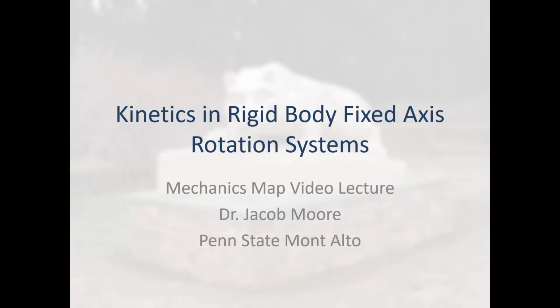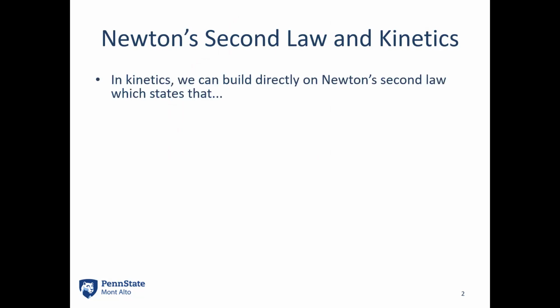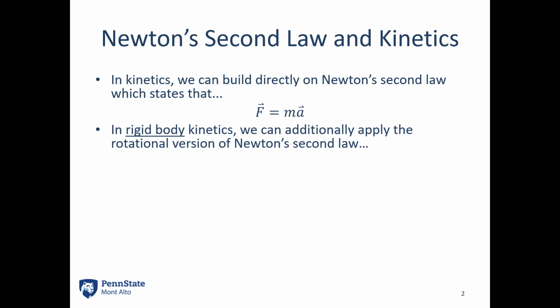Hello, for today's video lecture we're going to be talking about kinetics in rigid body fixed axis rotation systems. For this we are still using Newton's second law and kinetics, and so we build directly on Newton's second law, which states that force is equal to mass times acceleration, and for a rigid body we've got the M equals I alpha part of this as well. So moment is equal to mass moment of inertia times angular acceleration.